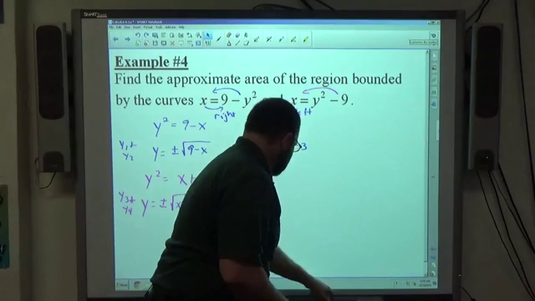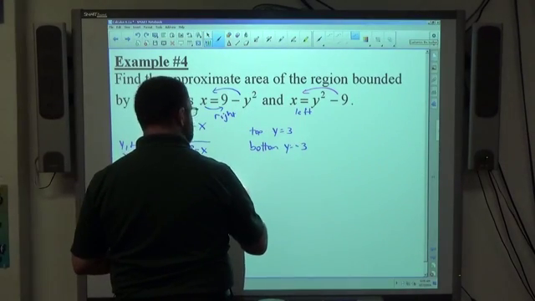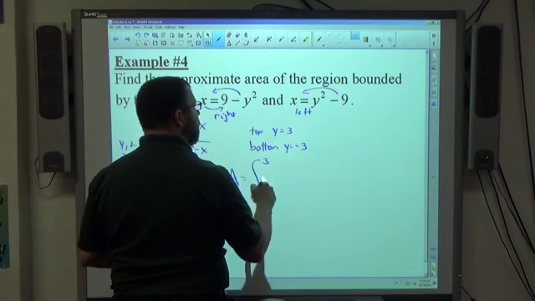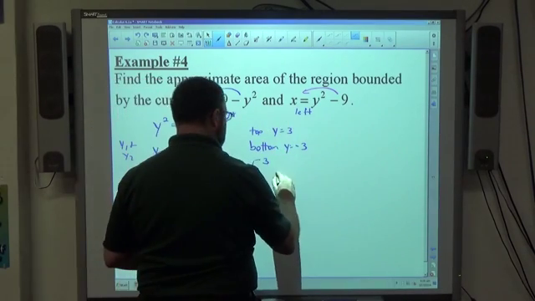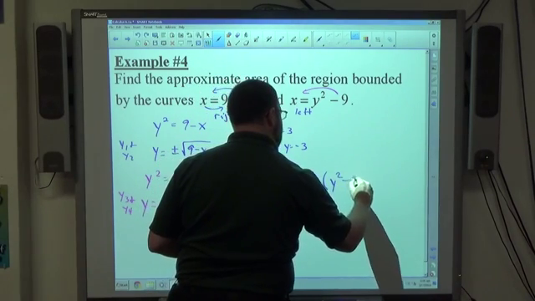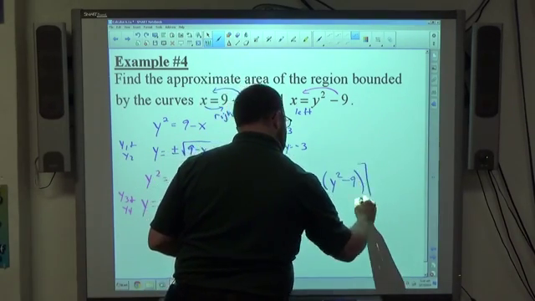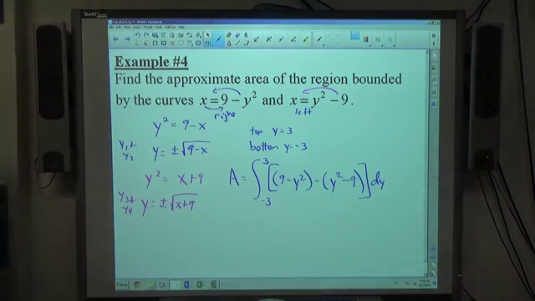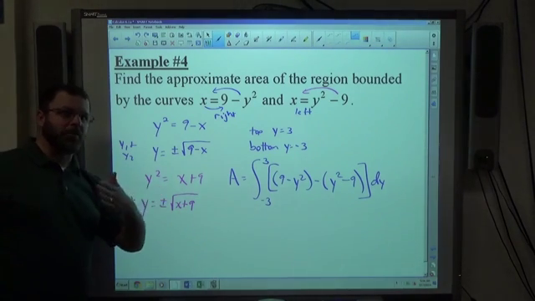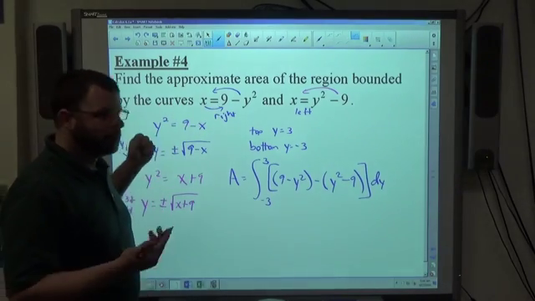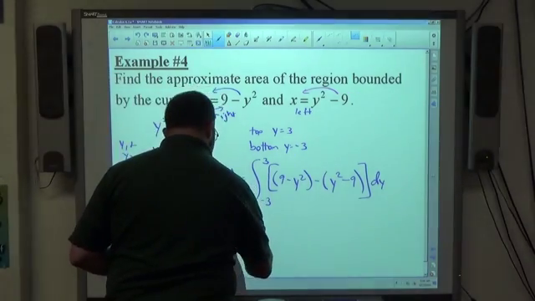So once I've made that decision to do it this way, the area is going to be the integral from the smallest to the biggest of the rightmost minus the leftmost. So 9 minus y squared minus y squared minus 9 dy. It's the exact same formula, same way of creating it, except instead of top minus bottom on the left to right interval, it's going to be right minus left on the bottom to top interval. And then simplify like we did before.